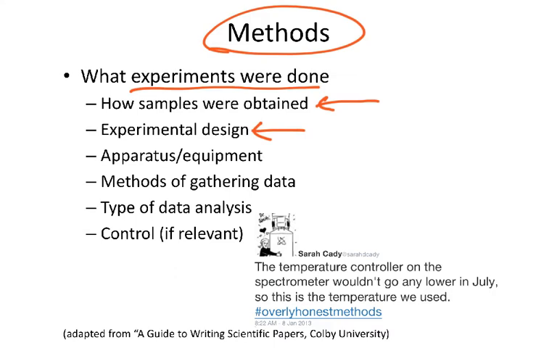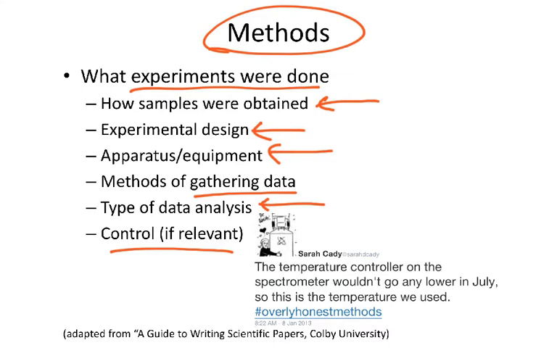In the methods, you also want to give information about what equipment you used, how you gathered your data, the type of data analysis you did. So if you think back to the different statistical tests we've talked about, so t-test, ANOVA, you want to have a section in your methods that explains what statistical analyses you used and also what programs you used. So did you use Excel, did you use R, that kind of thing. And then your control, if it's relevant.